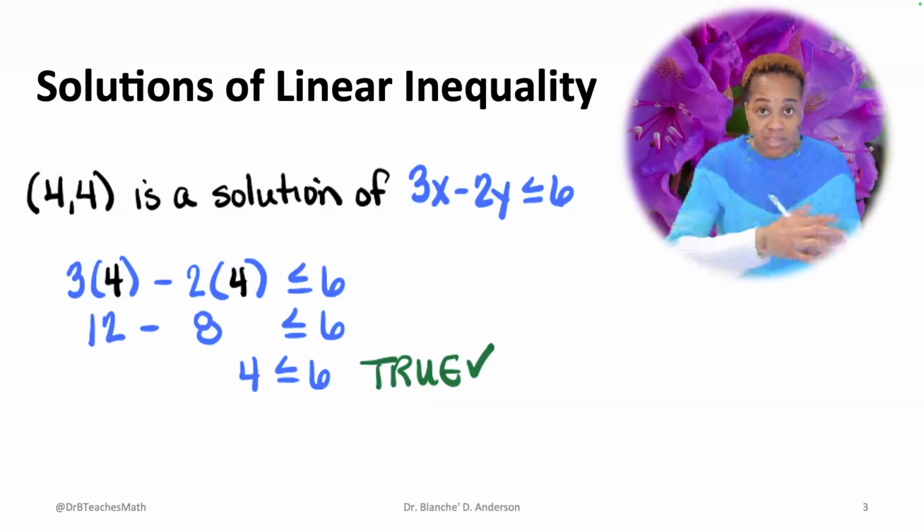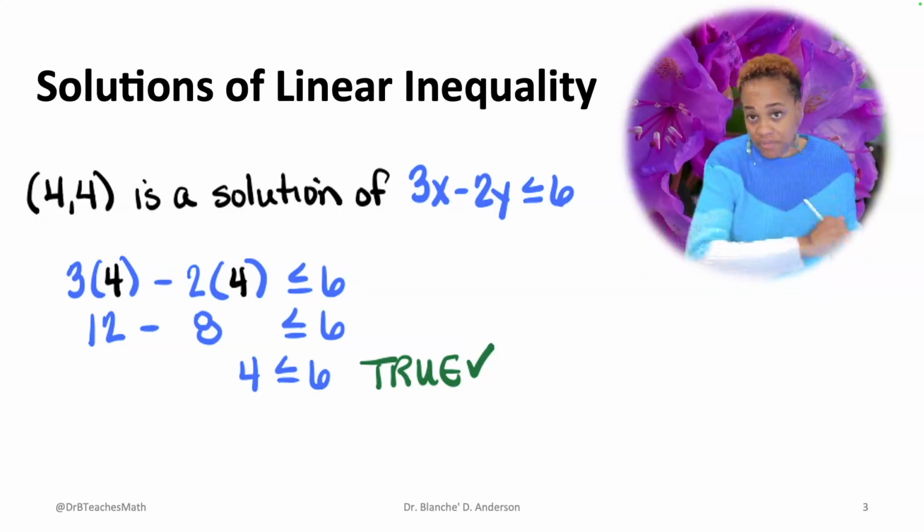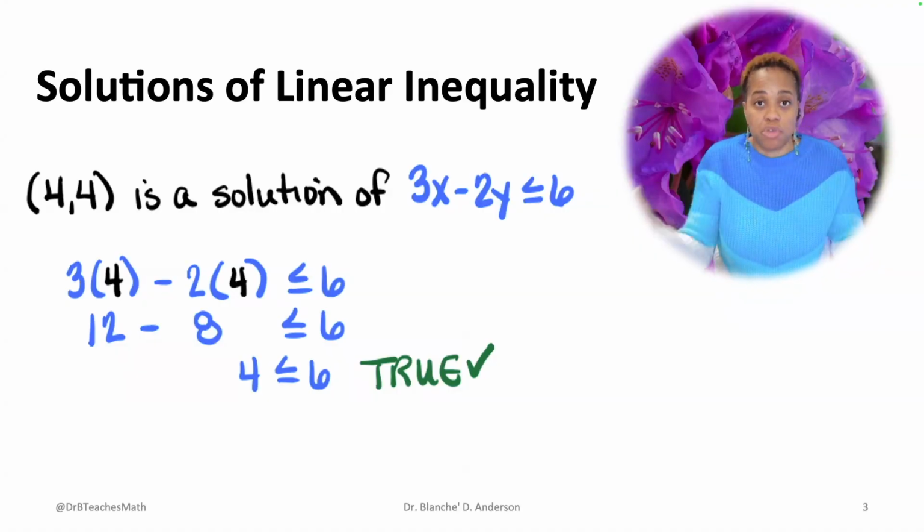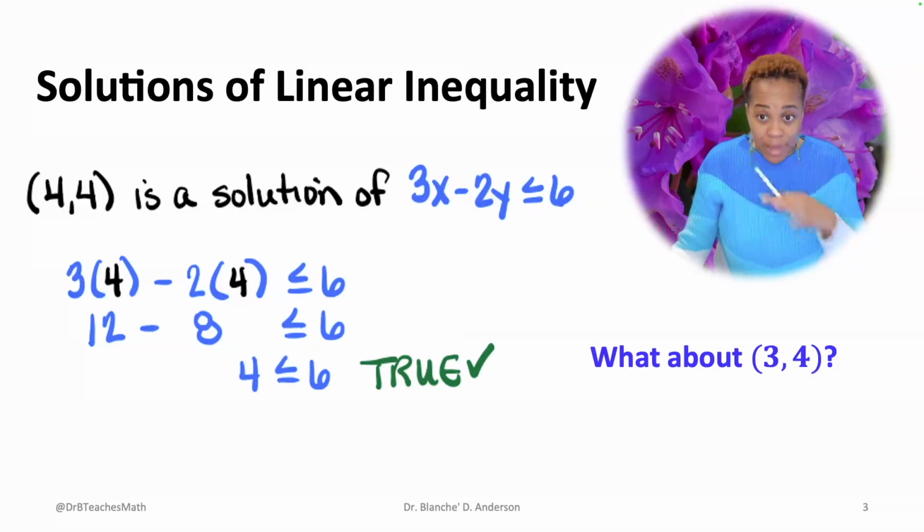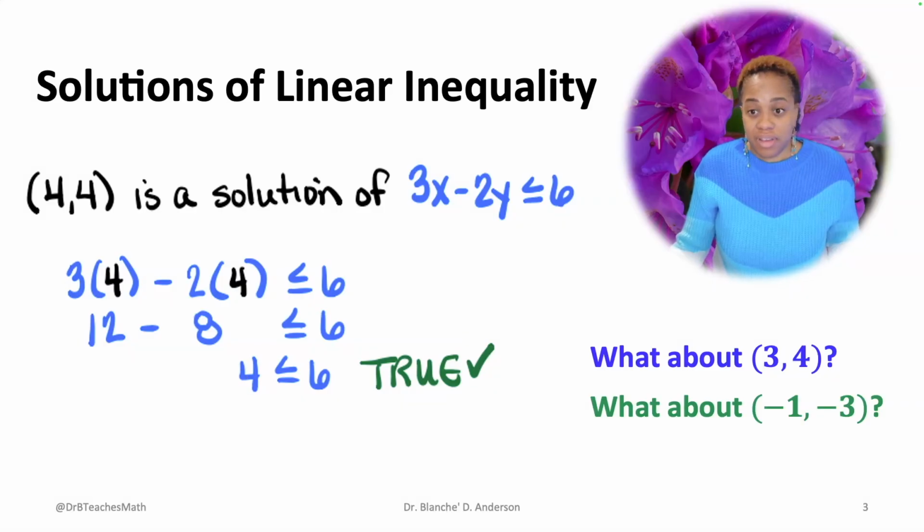But because this is a line, it goes from negative infinity to infinity. It's still a straight line when you think about it. Is that the only solution? Well, what about (3, 4)? 3 times 3 is 9. 2 times 4 would be 8. 9 minus 8 is 1. Is 1 less than or equal to 6? Yes. Same thing with this one, (negative 1, negative 3). That also works.